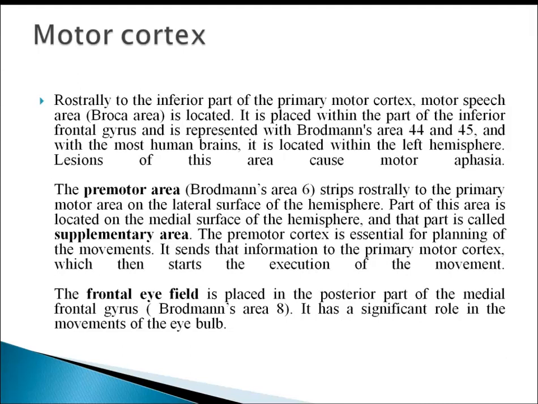The next one is the premotor area, which is indicated by area number 6. Area number 6 lies rostrally to the motor area, on the lateral surface of the cerebral hemisphere. Part of this is located on the medial surface also, and hence it is called a supplementary area. This premotor cortex is essential for planning of the movements. That is, it sends information to the primary motor cortex, which then starts the execution of the movement.